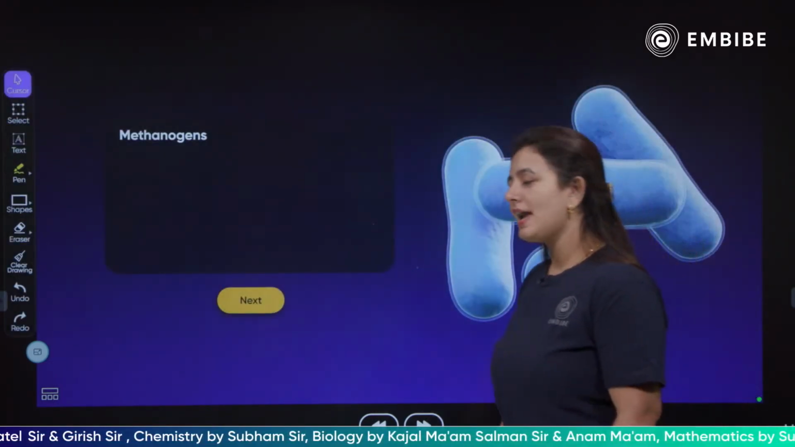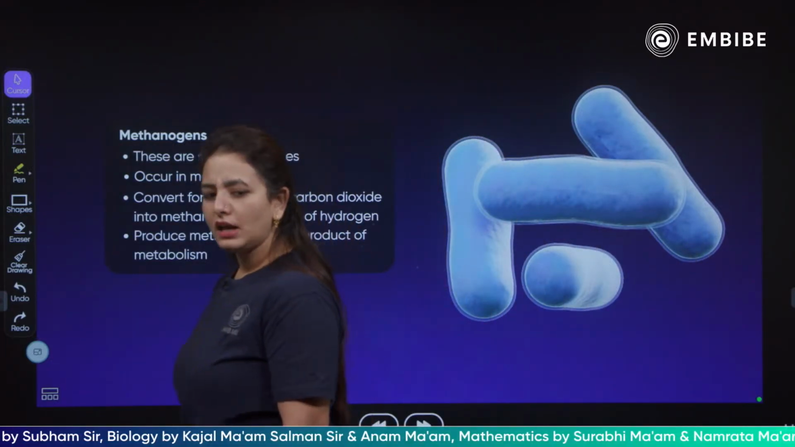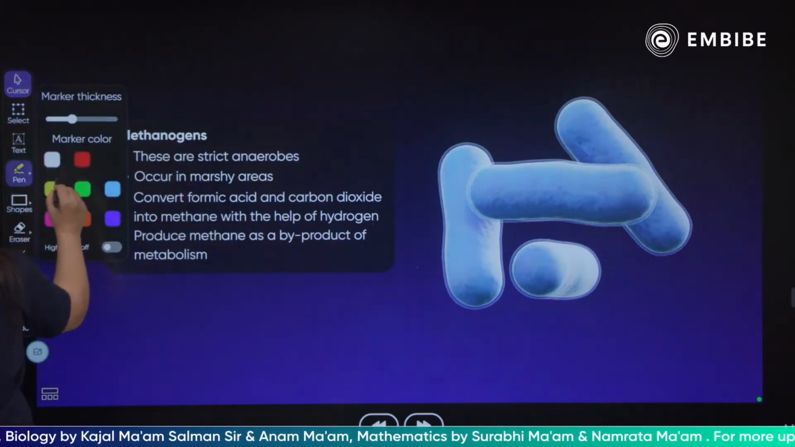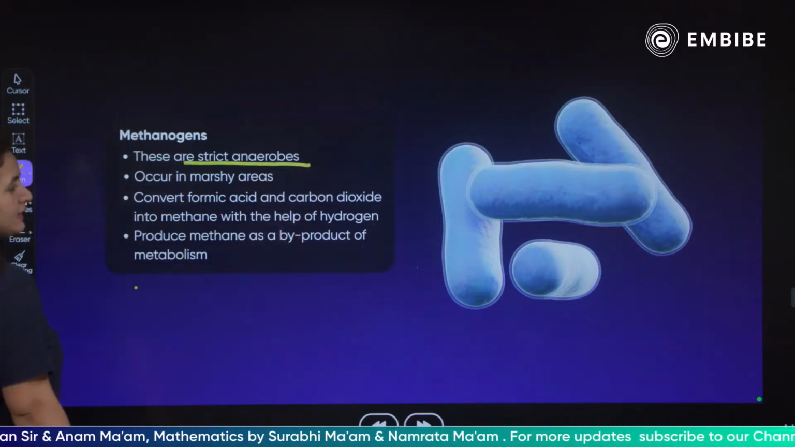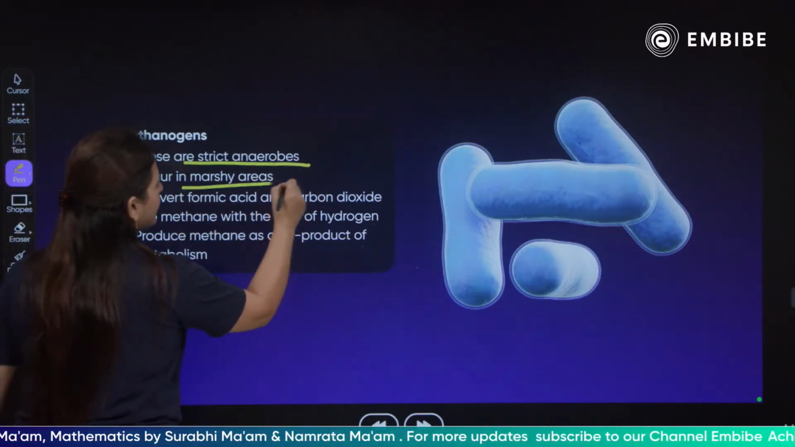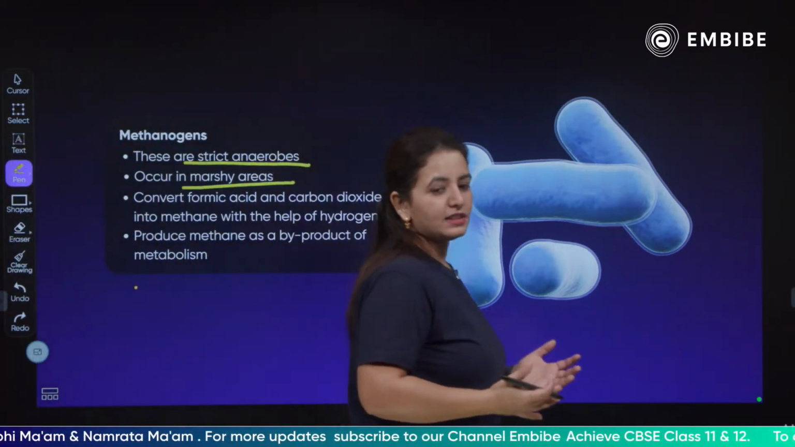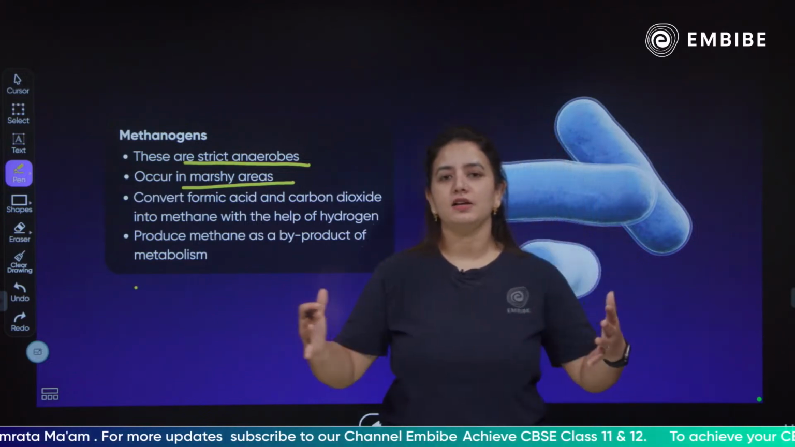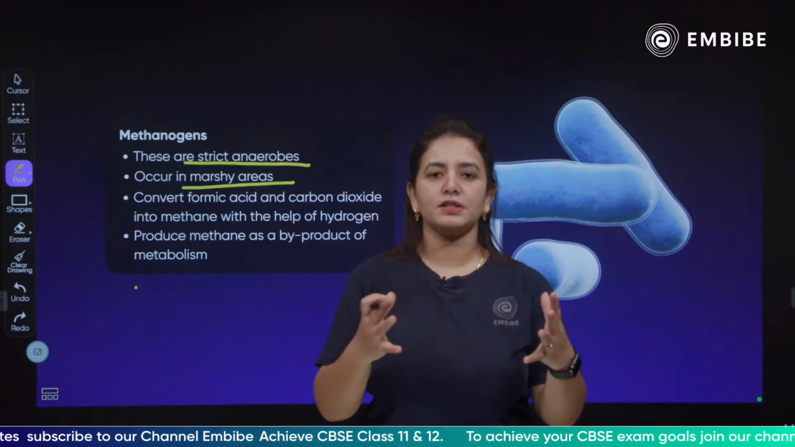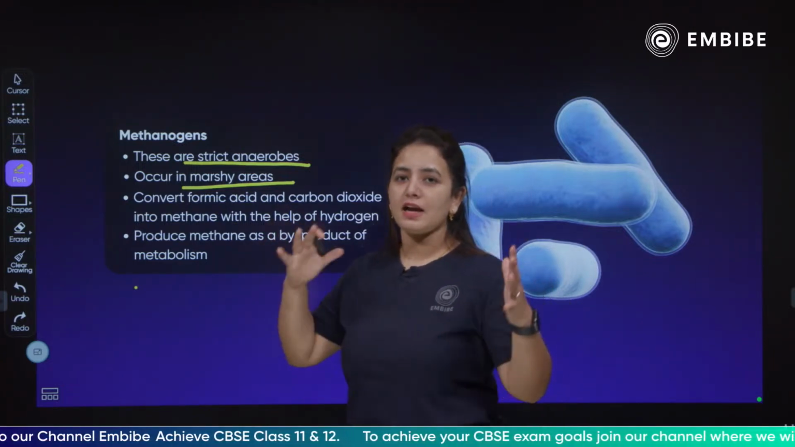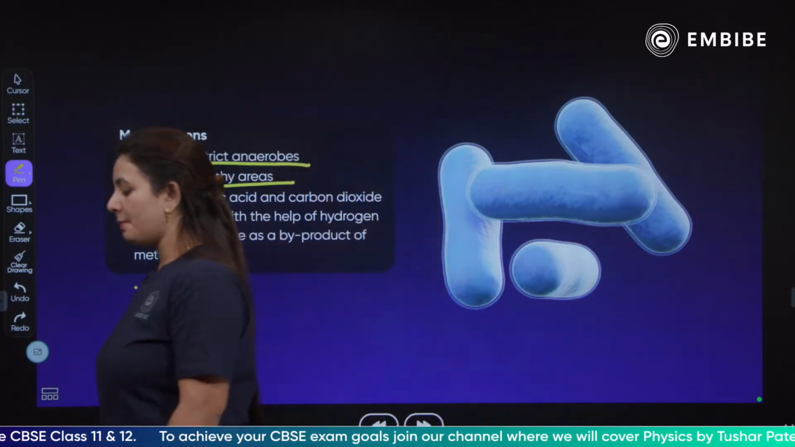Next, the Archaebacteria that come into our limelight are the Methanogens. So what are Methanogens? Simply, the Methanogens are strict anaerobes and they are present in marshy areas. What are marshy areas? If I say in Hindi, daldal jaisa area, where there is a lot of water and a lot of sand, a mixture of it, that is the daldal kind of area. That marshy area is where the Methanogens are present.